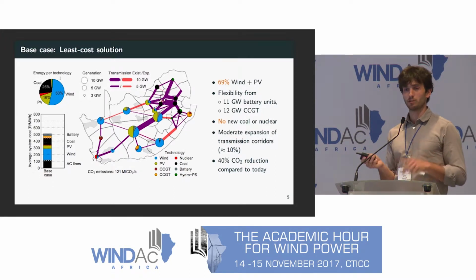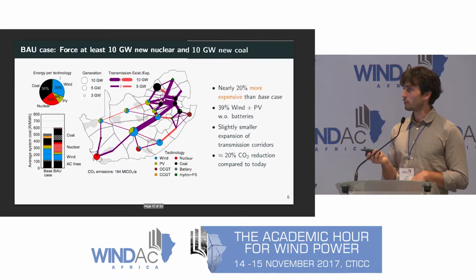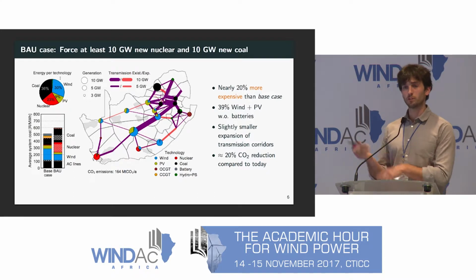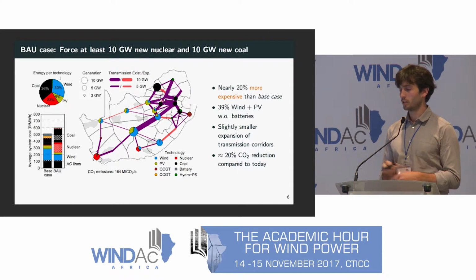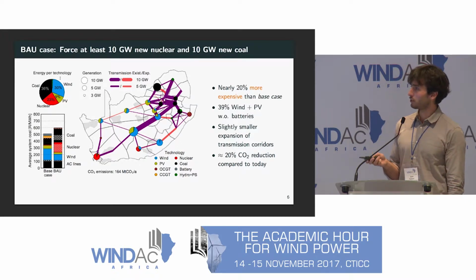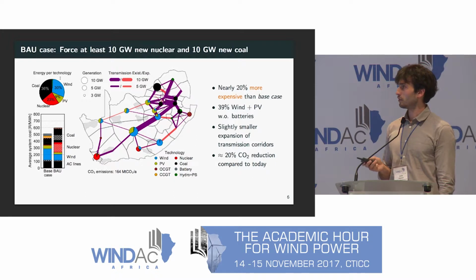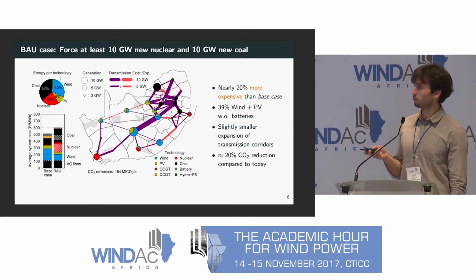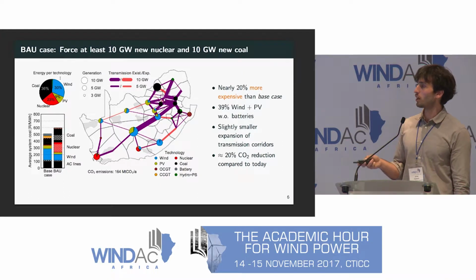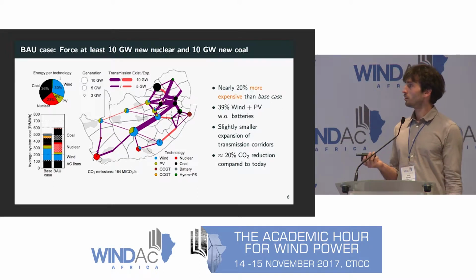But we can ask questions to the model now. We can ask what will happen if we add in the nuclear and coal, if we force it to build the nuclear and coal that you might want to have. And it turns out that the prices for the solution the model finds will be like 20% higher, a bit less than 20%. It will then generate more than half of the energy with coal and nuclear, leading to higher CO2 emissions.